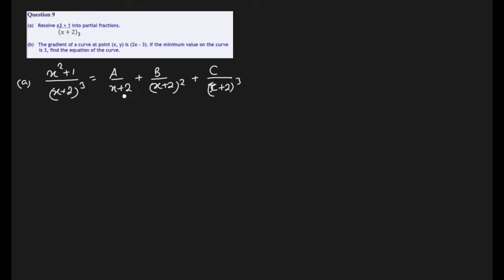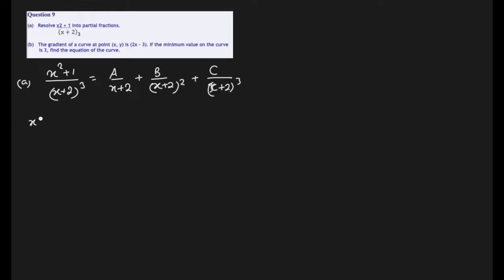Question number 9. Here they are asking to resolve x square plus 1 over x plus 2 cube into partial fractions. So when we want to do such thing, it's a cube, so we write it like this: a over x plus 2, just x plus 2, then b over x plus 2 square, and then c over x plus 2 cube. So one single power, one double, and one triple. That's how we divide into 3 parts.